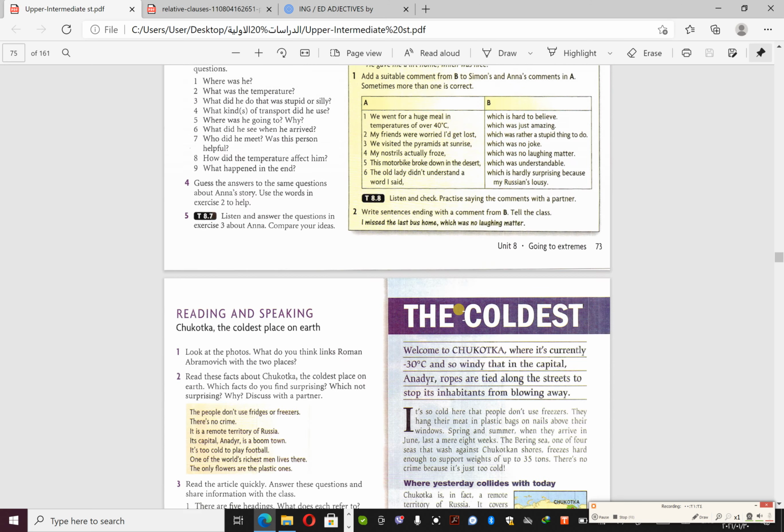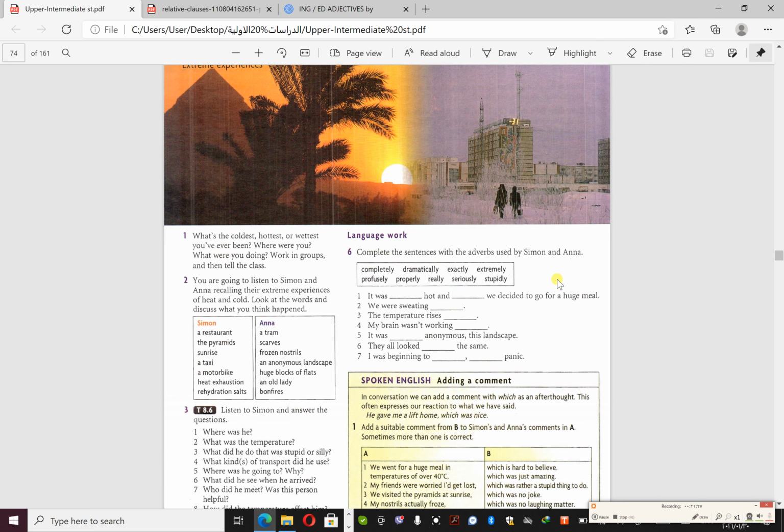If you look here on page 73, this is not adjectives but adverbs. These precede the adjectives, so their position is always before the adjective. Completely, for example: the situation is completely dangerous. Dramatically, exactly, extremely, profusely, probably, really, seriously, stupidly. We always put these before the adjective, so they are adverbs, not adjectives.